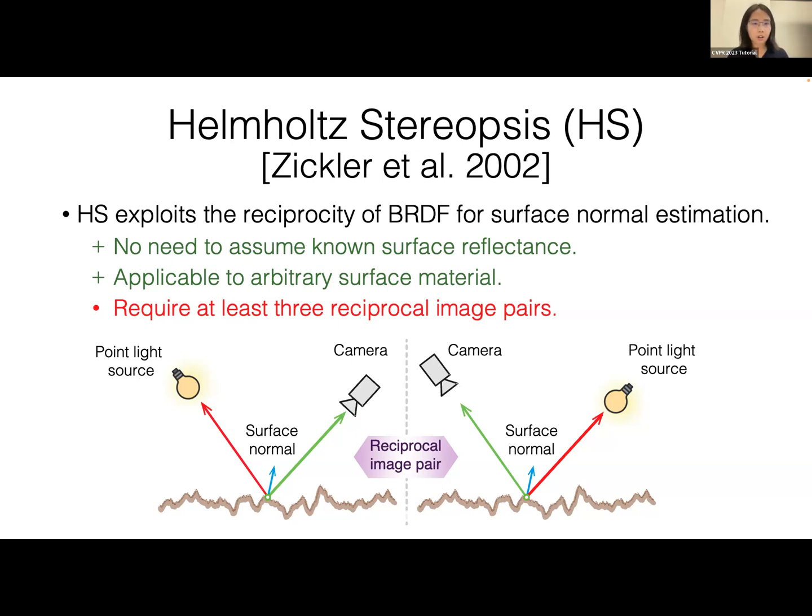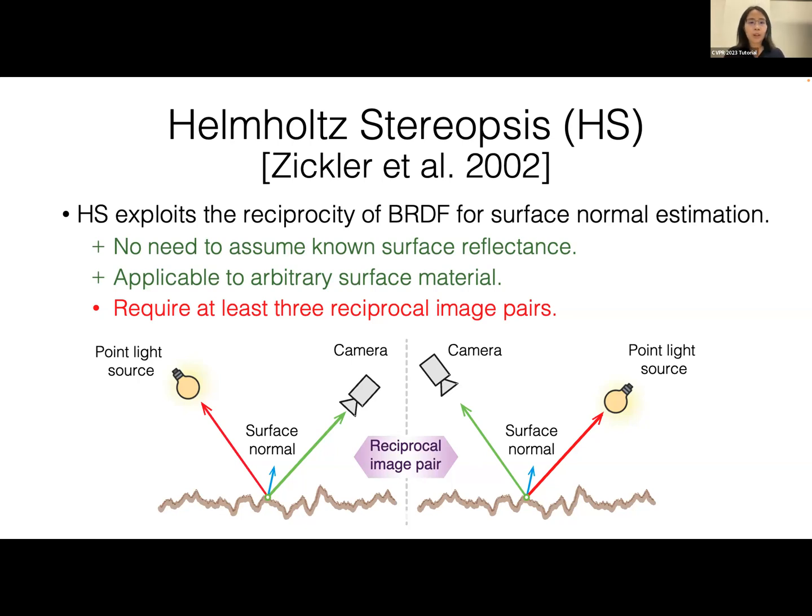So before going further, I just want to quickly give you an example of the imaging setup. What you need to do is take a pair of images, which is called a reciprocal image pair, by precisely switching the light source and camera position. For example, if the light source and camera are in this position, I take one image, and then I precisely switch their positions and take another image. And this gives you the reciprocal image pair.